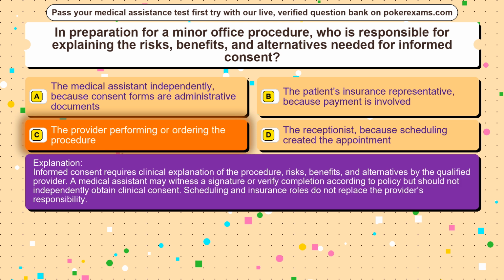Informed consent requires clinical explanation of the procedure, risks, benefits, and alternatives by the qualified provider. A medical assistant may witness a signature or verify completion according to policy but should not independently obtain clinical consent. Scheduling and insurance roles do not replace the provider's responsibility.